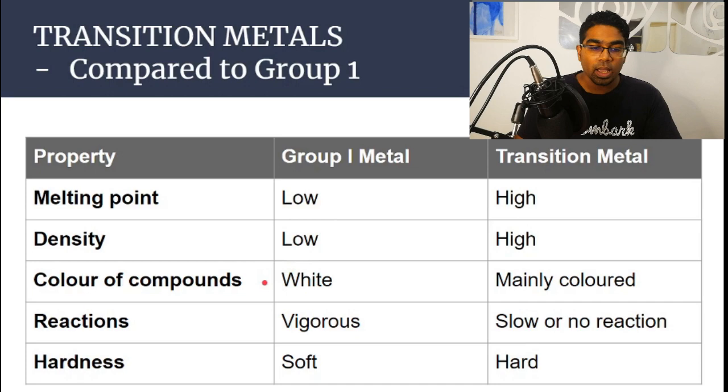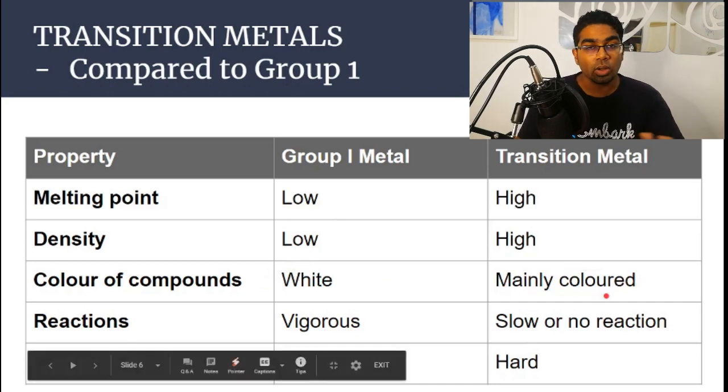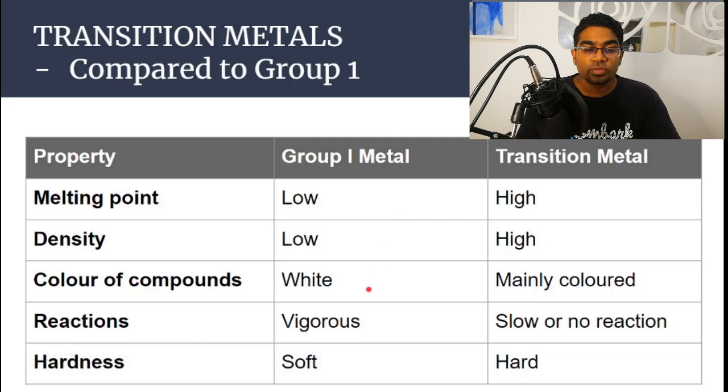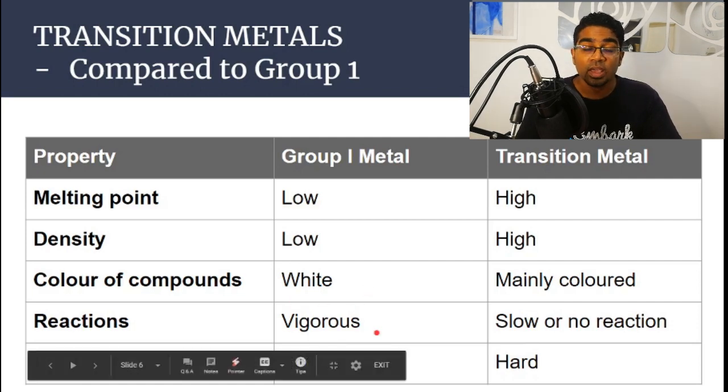Then they form colored compounds. Transition metals form colored compounds mainly, not all, but a lot of them do. Whereas group 1 metals will only form white compounds. The reactions of group 1 metals we already learned are very reactive. Again, check the link in the corner if you haven't seen it. Group 1 metals are very reactive, so their reactions are very vigorous.